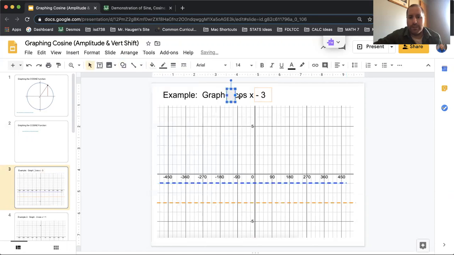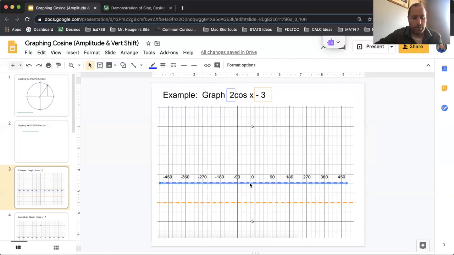We're going to take this 2 as our amplitude. Let's make sure we put that in, so when we look back at our notes, we know what we were doing. We went up 2 in that case, and we should also go down 2 as well. From the middle, 1, 2, and we'll drop that. So there's kind of the range of where that cosine graph is going to be.